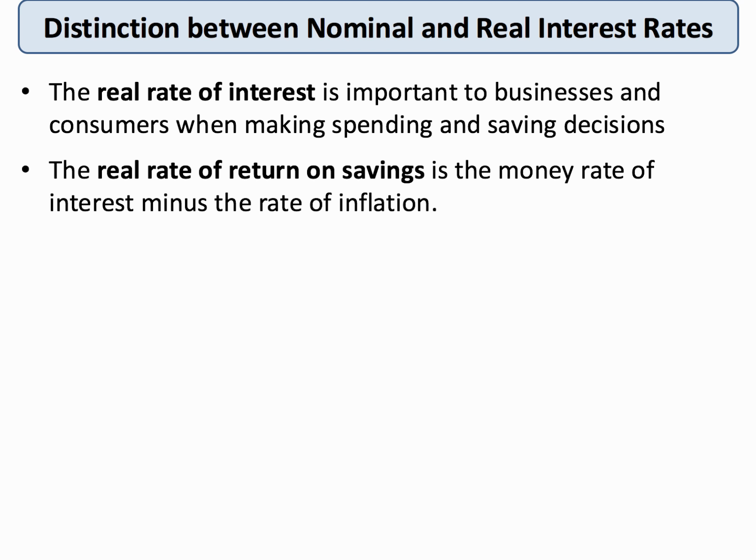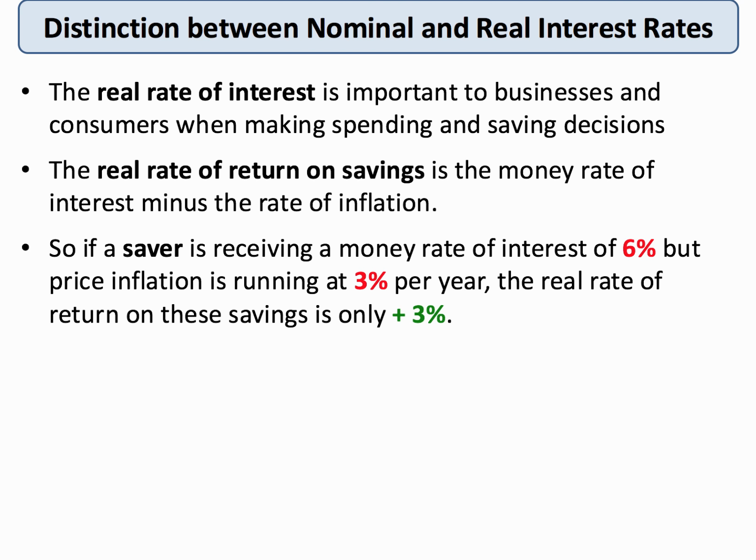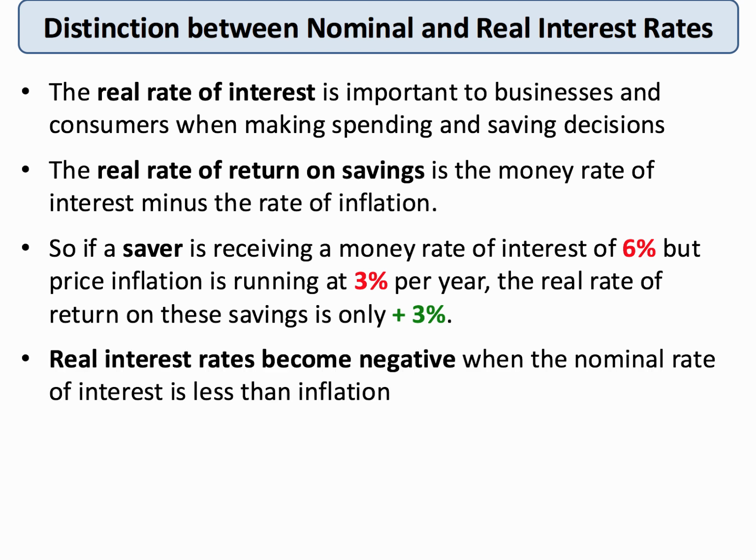Let's take the example of a saver. The real return on savings is simply the money rate of interest that you get minus the rate of inflation. So a quick numerical example, let's say a saver is getting 6% nominal interest rate, which sounds very good, but inflation is 3%, then in real terms they're getting a positive real interest rate, but it's only plus 3%.